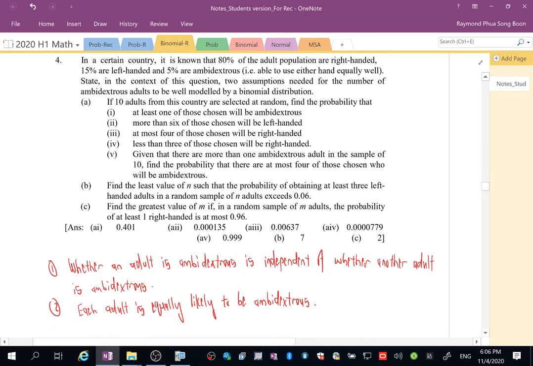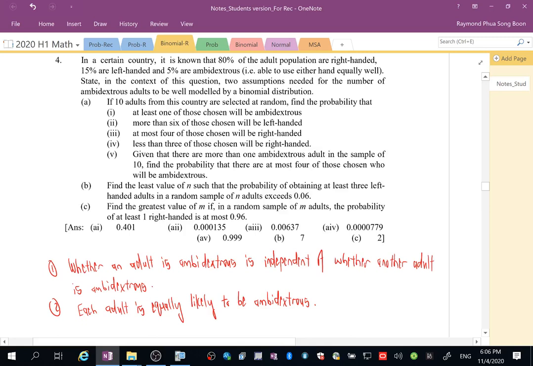Let's quickly move on to question 4 now. In question 4, it is also a contextual question. So you're told that 80% are right-handers, 15% are left-handers, and 5% are ambidextrous. Okay, that means they can use either hand, either left hand or right hand equally well.